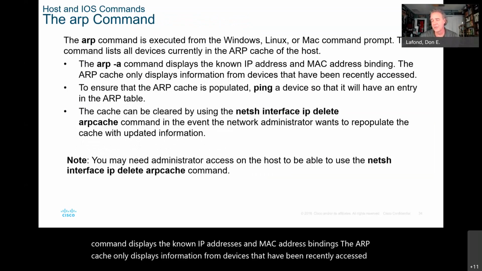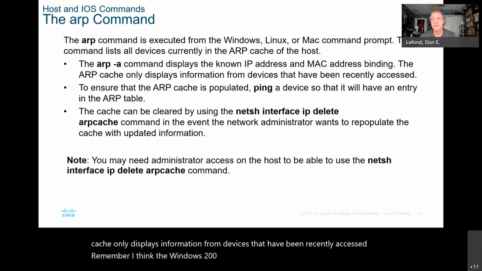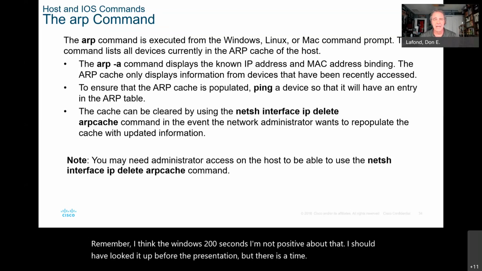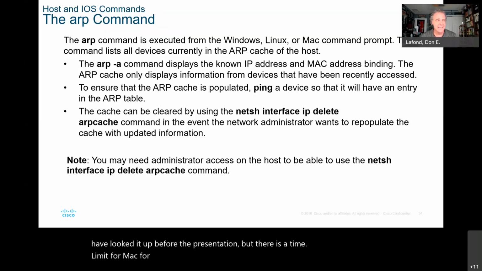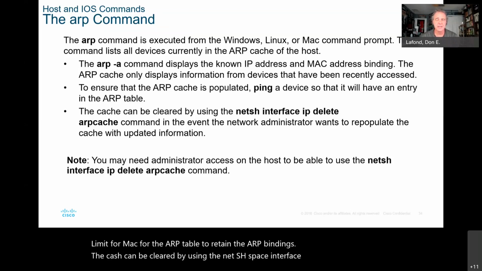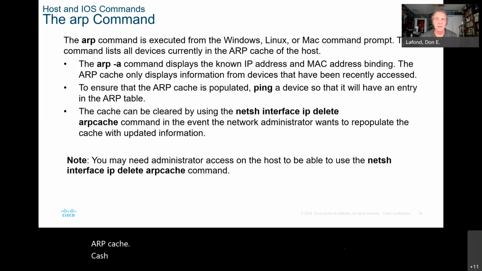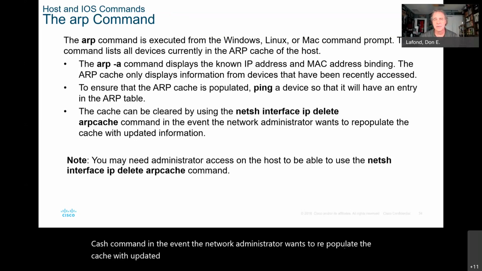Remember, I think on Windows it's 200 seconds. I'm not positive about that. I should have looked it up before the presentation, but there is a time limit for the ARP table to retain the ARP bindings. The cache can be cleared by using the netsh interface ip delete arpcache command in the event the network administrator wants to repopulate the cache with updated information. You may need administrative access on the host to be able to use that command.